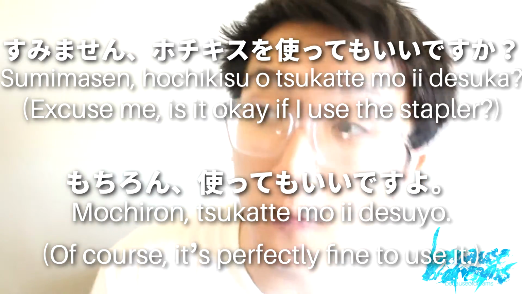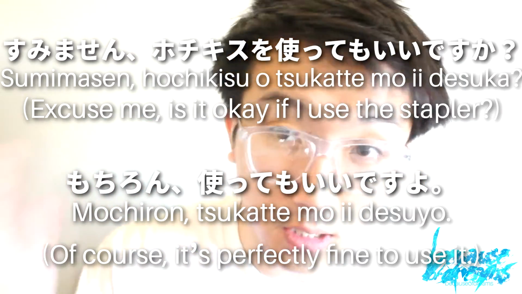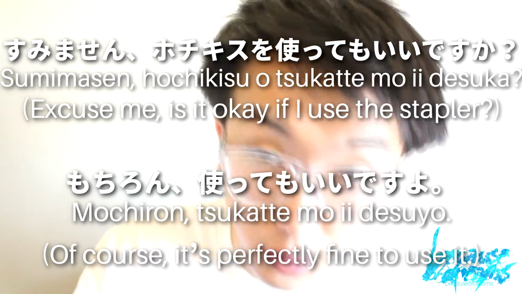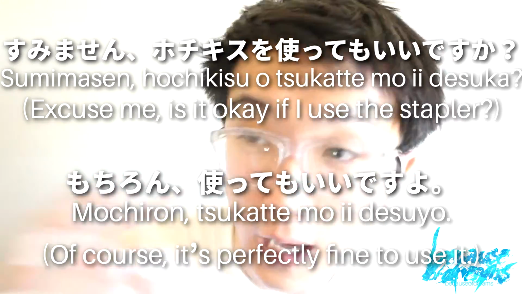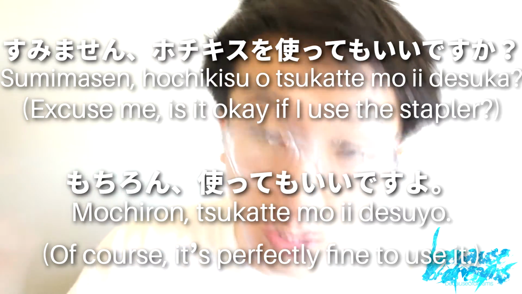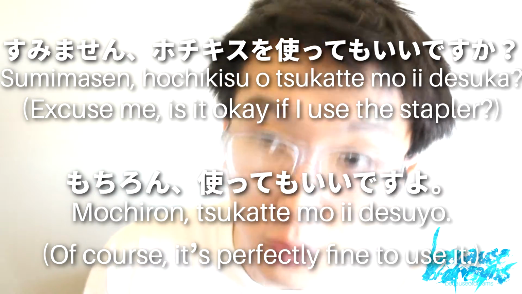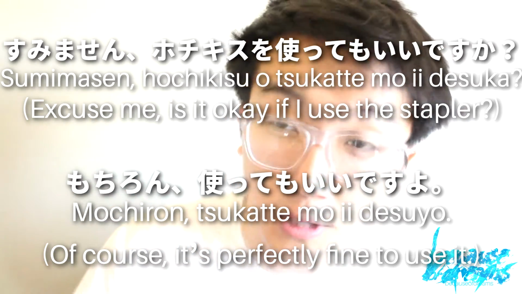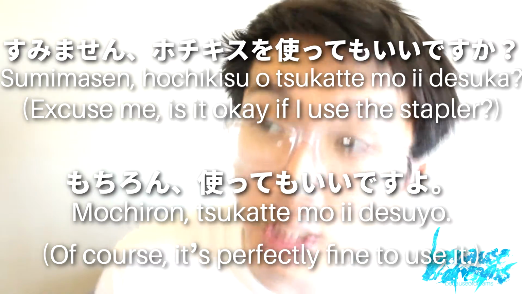And if we break that down, first up we have mochiron, and this is just going to mean of course, basically. We have tsukatte, the te form of tsukau, to use. We have mo ii desu, and this is just going to be it is okay to use. Of course it is okay to use. And then we have the particle yo at the end because we want to soften this even though we're still exercising our authority to give you permission.